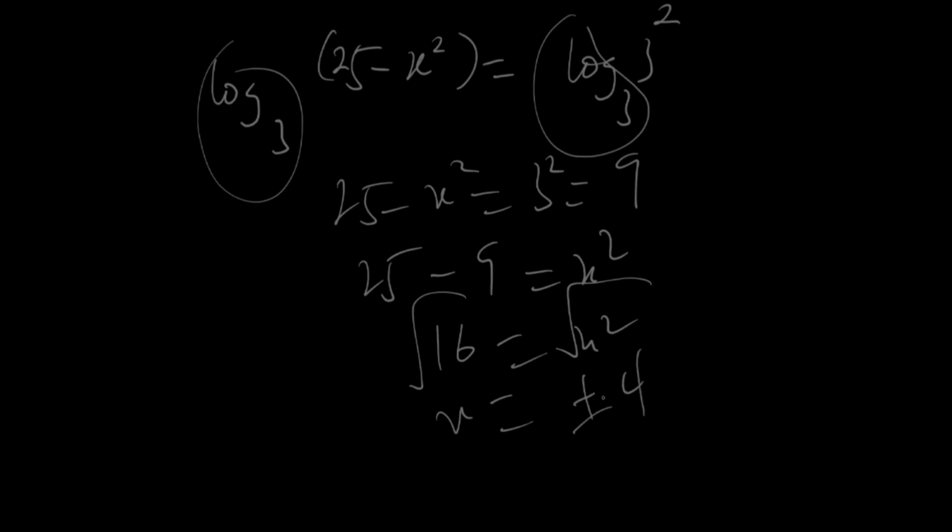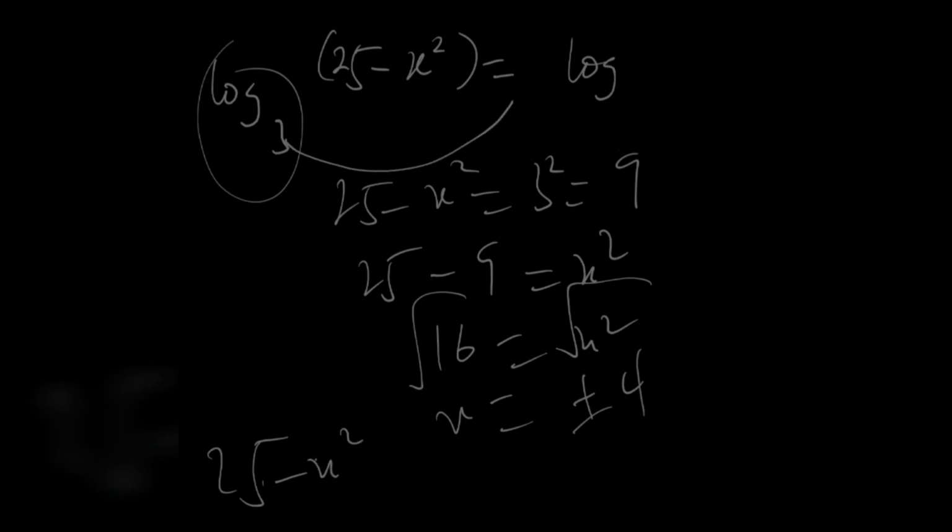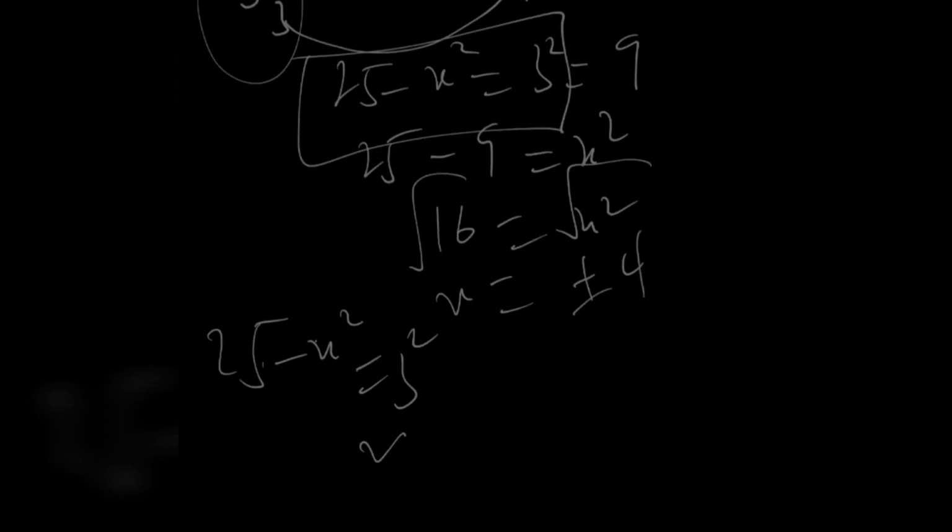In this case both solutions are accepted because minus 4 squared is 16. 25 minus 16 gives us 9. Log to the base 3 of 9 is 2, so it satisfies it. Or you can just take 25 minus x squared and transfer this 3 to this side, so we get this equals 3 squared. It's the same thing as this one, so we definitely arrive at the same solution, plus or minus 4.